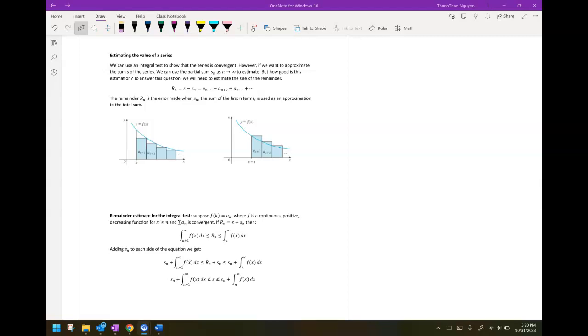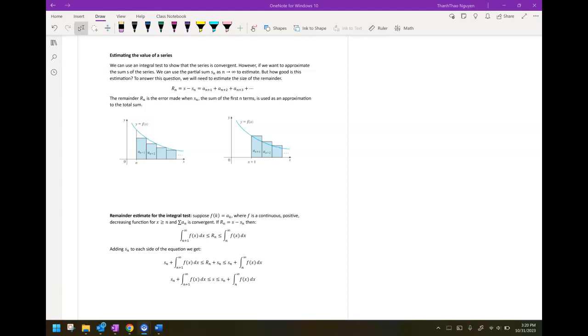We can use an integral test to show that the series is convergent. However, if we want to approximate the sum S of the series, we can use the partial sum S sub n as n approaches infinity to estimate. But how good is this estimation? To answer this question, we will need to estimate the size of the remainder.